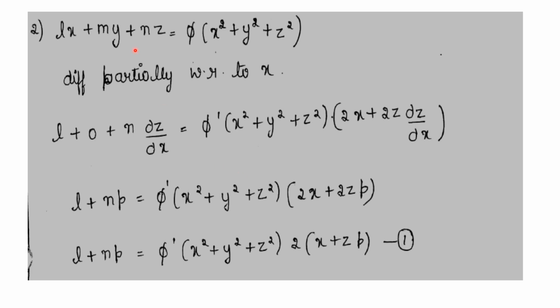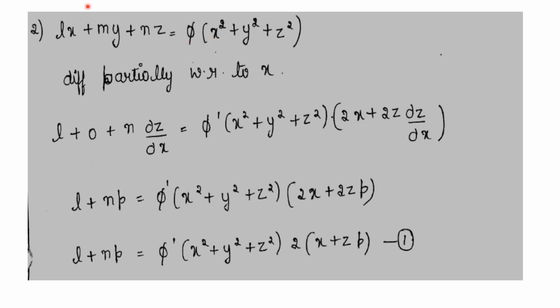Let us move on to solve the next problem. Lx plus my plus nz is equal to phi of x square plus y square plus z square. So what is the function here in the given question? In the given question, the function is phi. Phi is the function in the given question.